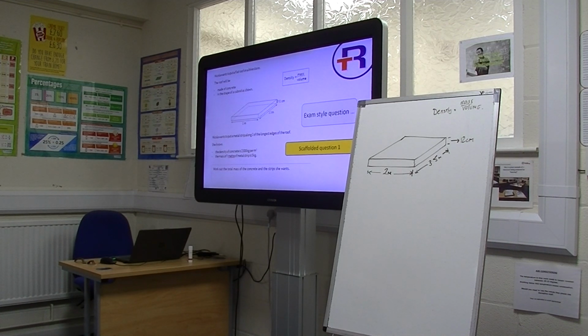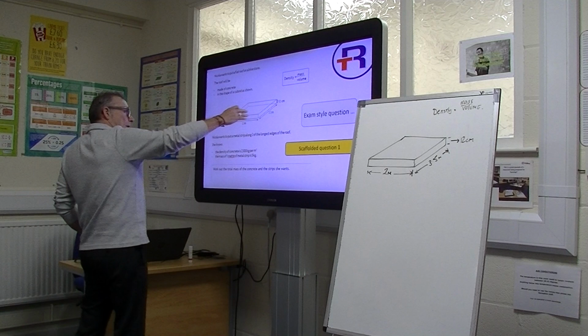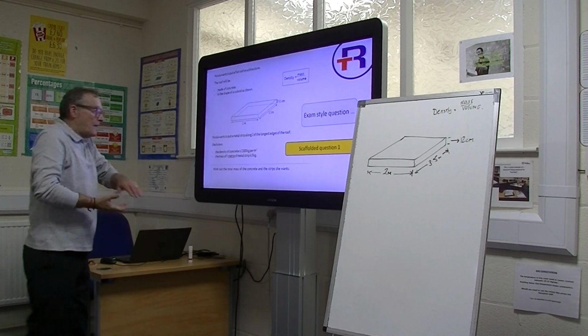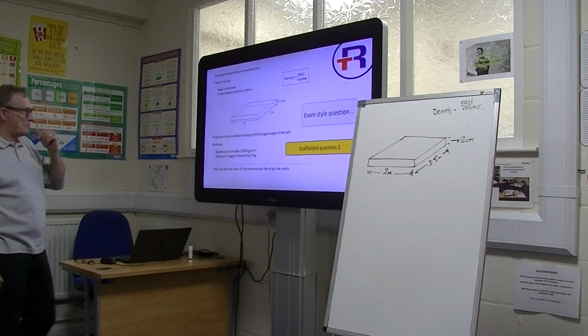So, what do we need to do? Well, we need to work out a couple of sums, don't we? We need to work out the weight of the concrete, we need to work out the weight of the strips, and we need to add them together, because she's asking for the total mass of the concrete and the strips that she wants.